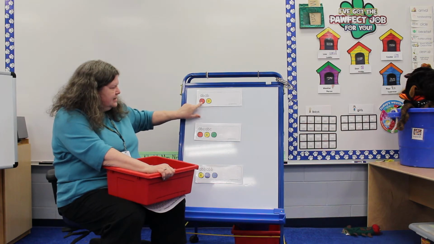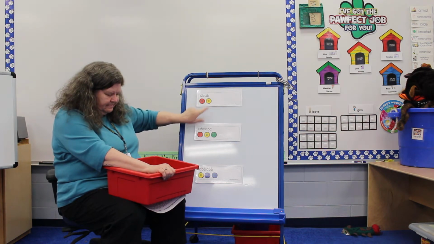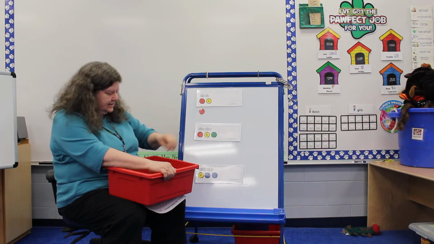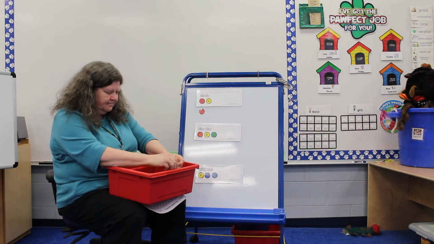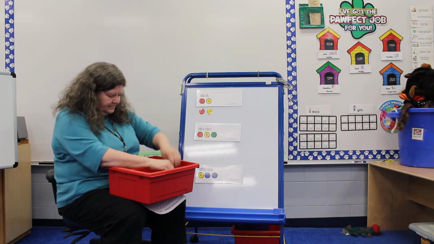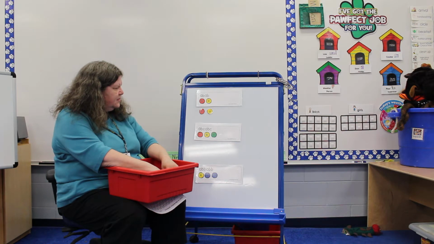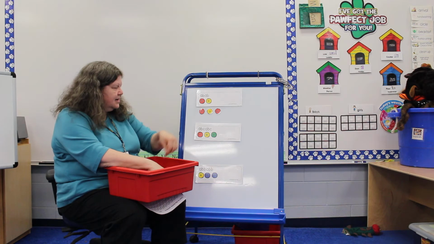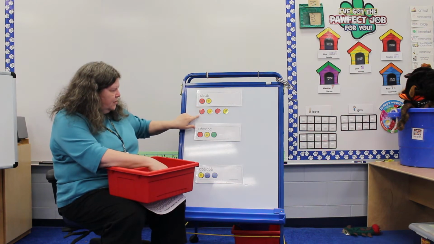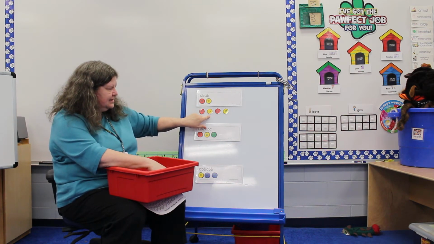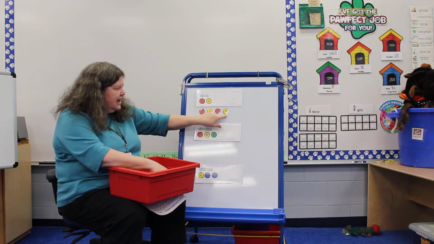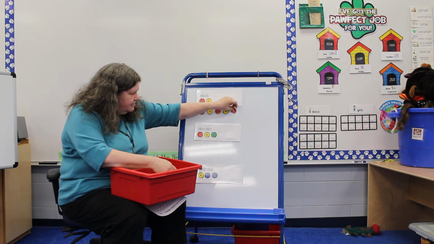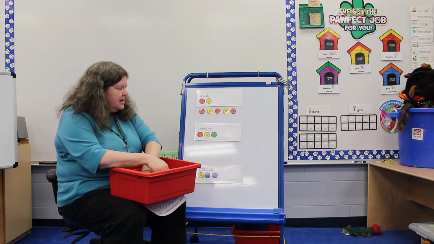I have a red button and then a yellow button. So I'm going to make that part of the pattern. A red button, a yellow button. Now, if the pattern started with red, I have to put up another red button. And then I put up another yellow button. Red button, yellow button. I'll put up another red button. And I'll put up another yellow button.